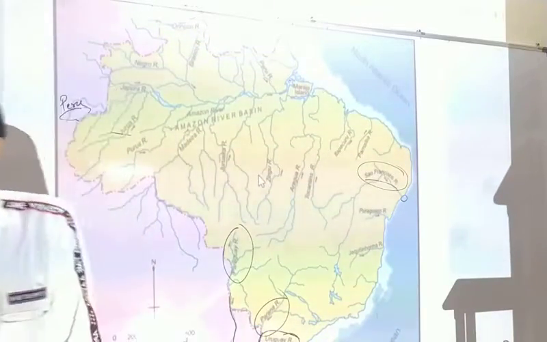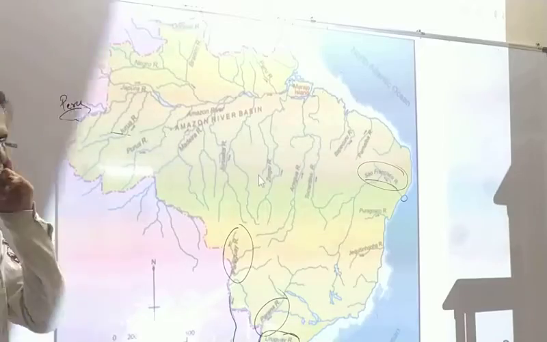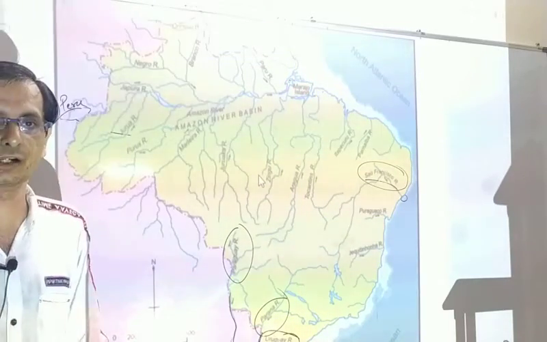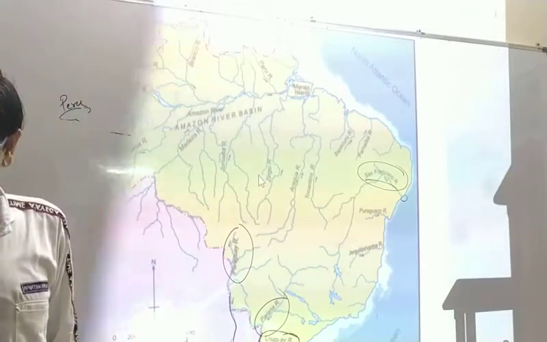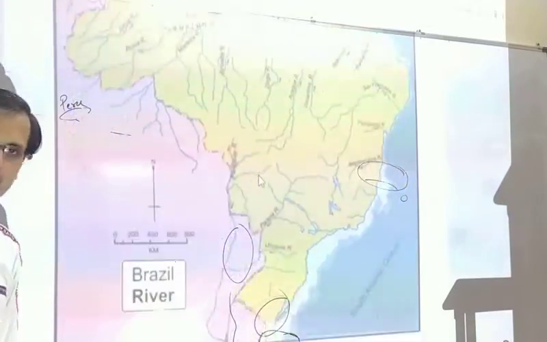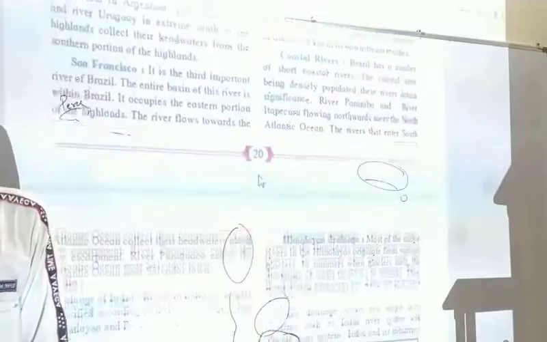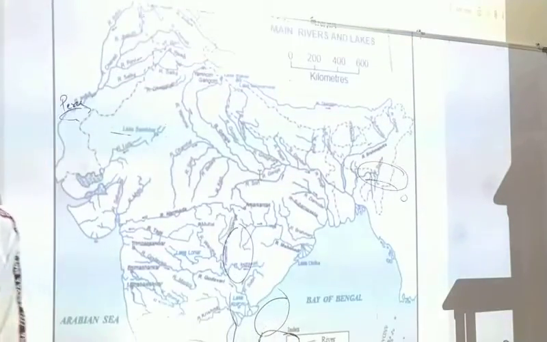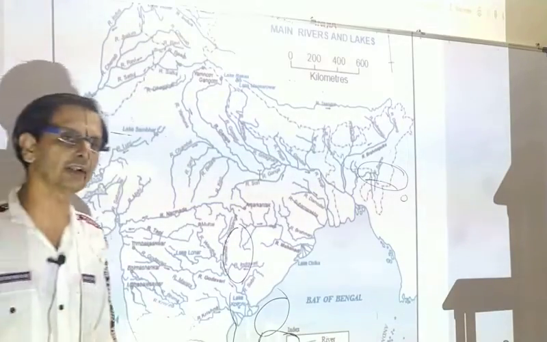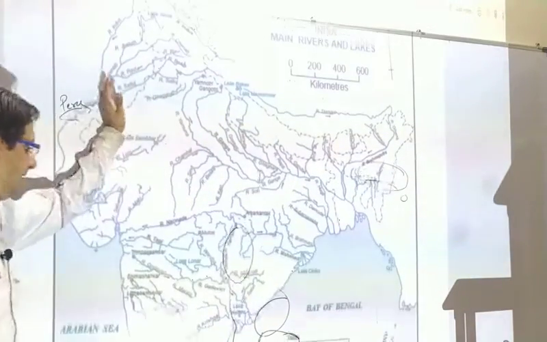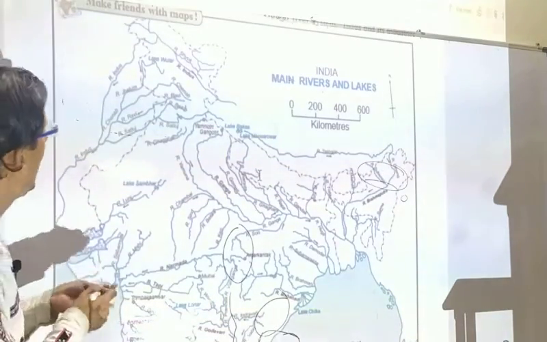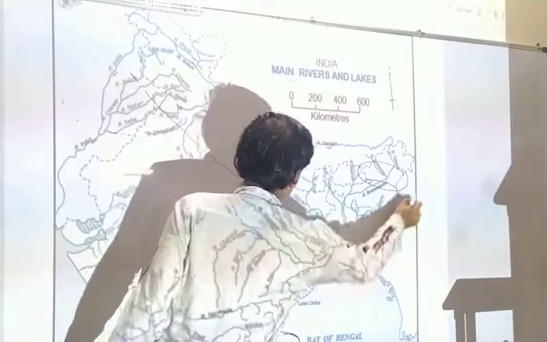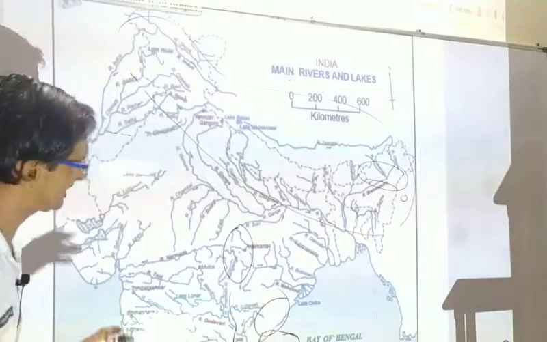Now we will turn to India, the drainage system of India. Turn to page number 21, because without maps you won't understand anything. Page number 21, drainage system of India. Rivers in India are largely classified according to source region: Himalayan and peninsular rivers. Now you can see this is the map of India, and this is the Himalayan region that you know very well. I am just demarcating it.